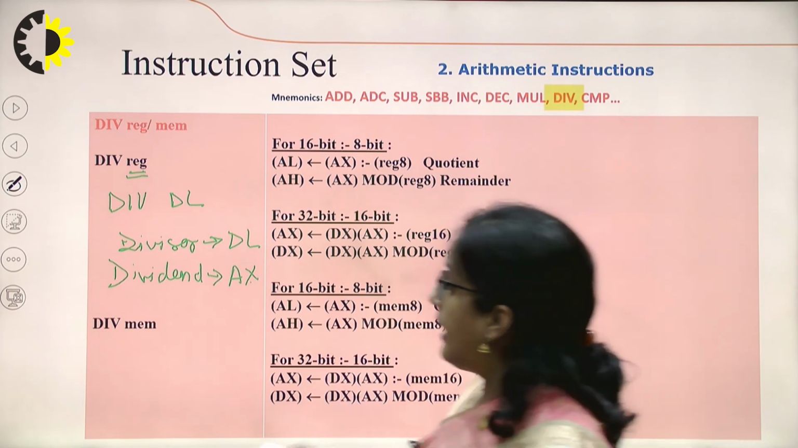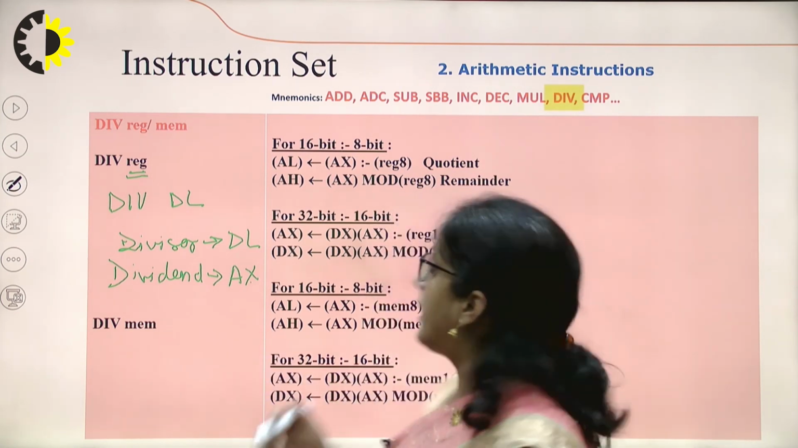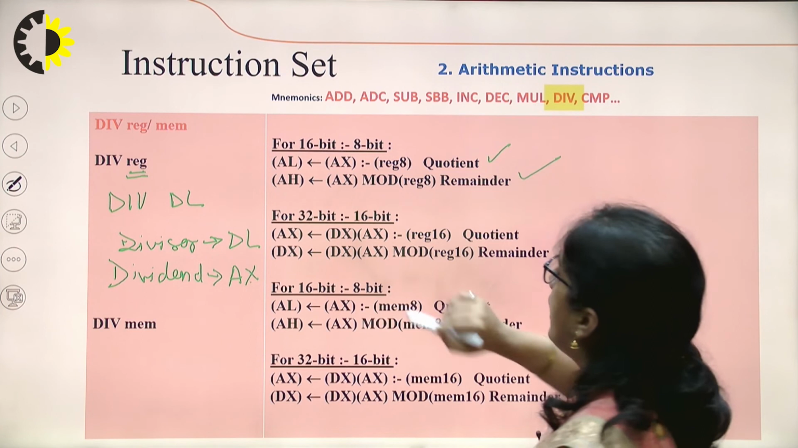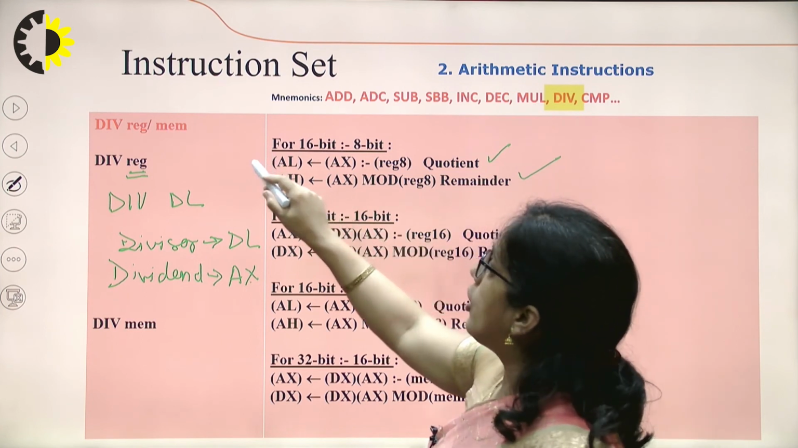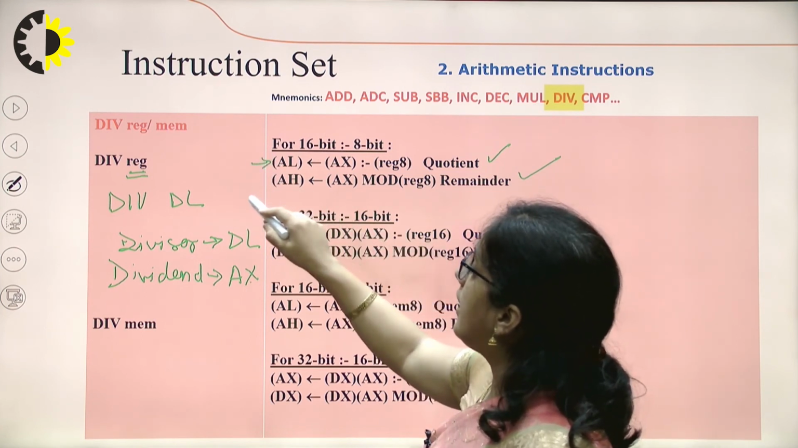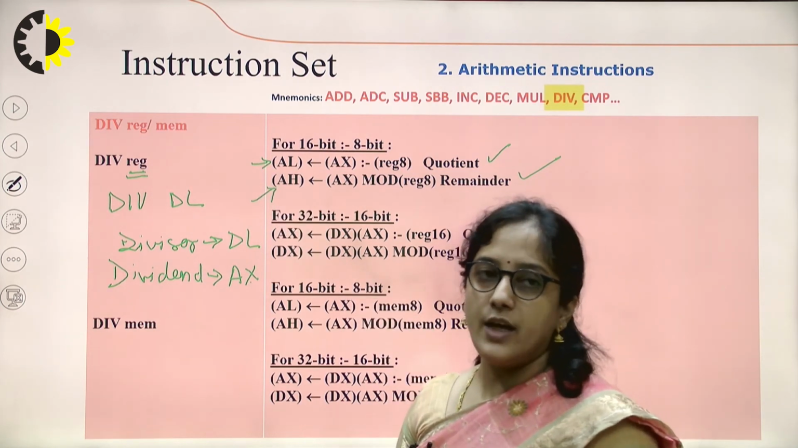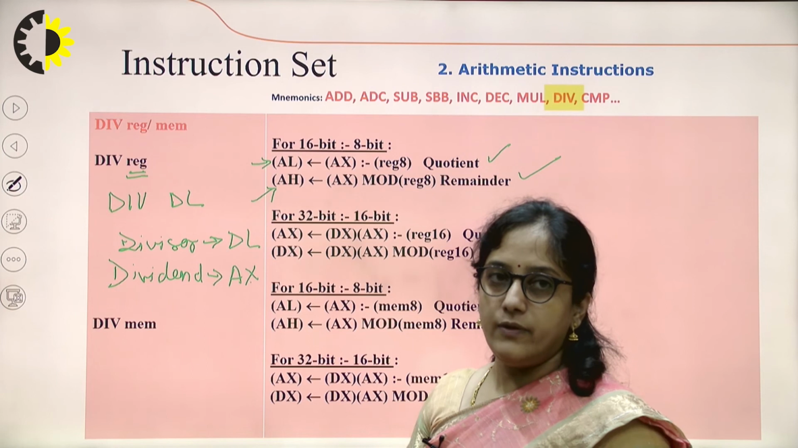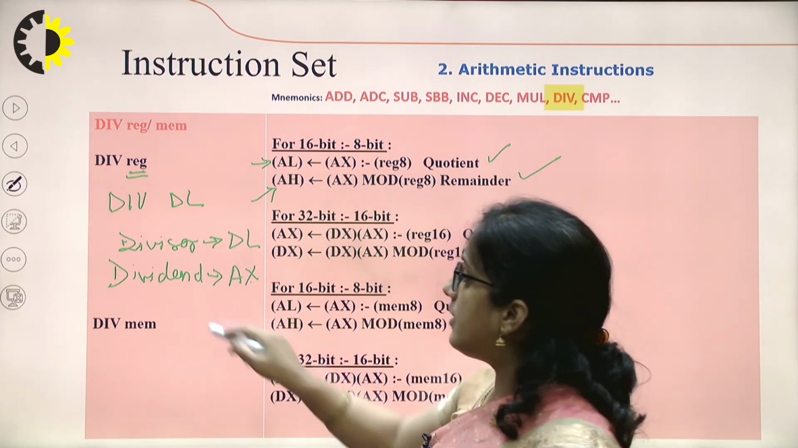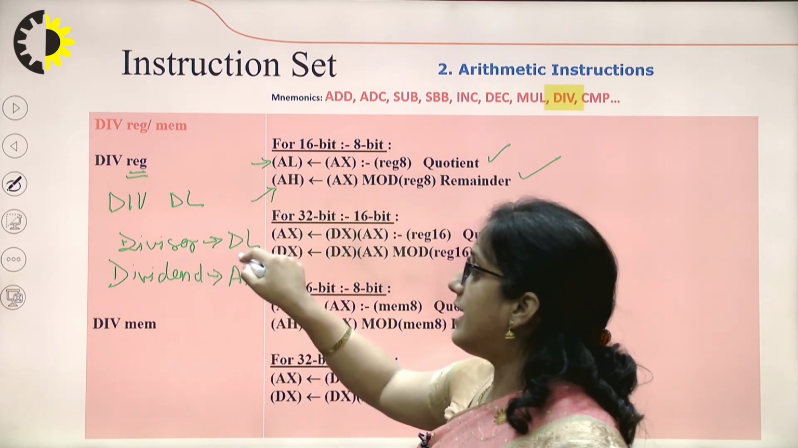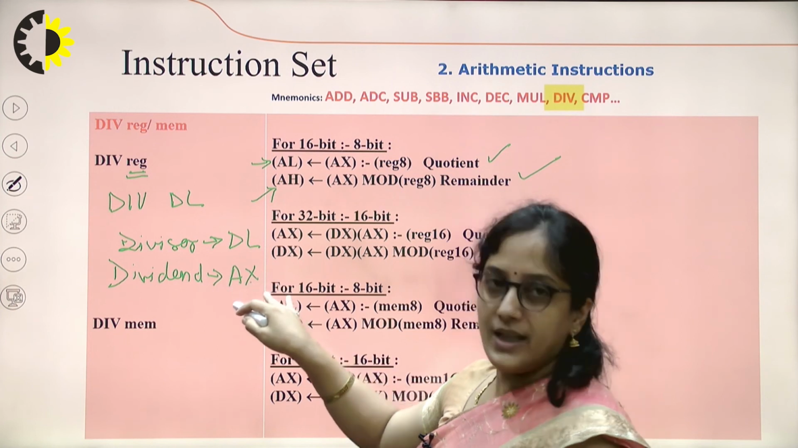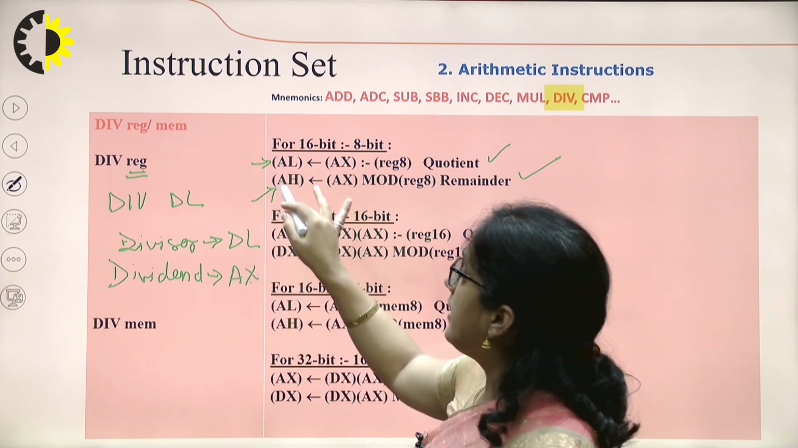Okay, and the result after division, that is quotient and remainder: the quotient will always be available in the AL register, and the remainder will always be available in the AH register. So we have to keep in mind that if our dividend is 16-bit and the divisor is 8-bit, then the dividend will be from AX, and the result will be in AL and AH.